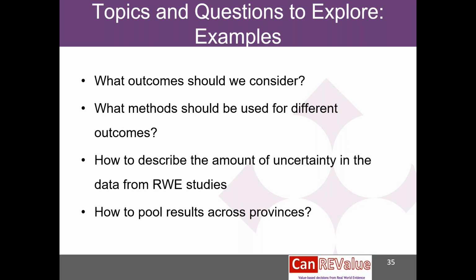Again, because this is a methods group, naturally it wants to ask the question, what would be the appropriate methods for the different types of outcomes or measures? And every time we measure something, we also have to quantify the degree of certainty or uncertainty. And so we need some ways to describe the amount of uncertainty coming from the real-world evidence, and also look at the uncertainty of the data itself. And also, once we have the results from different provinces, how do we pool them across provinces? Are we making decisions individually within provinces, or more in line with current thinking? How do we make decisions more consistently across provinces as a country?